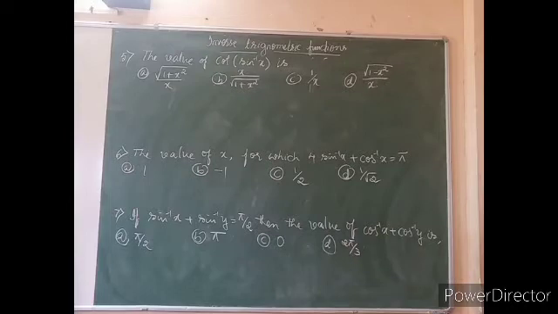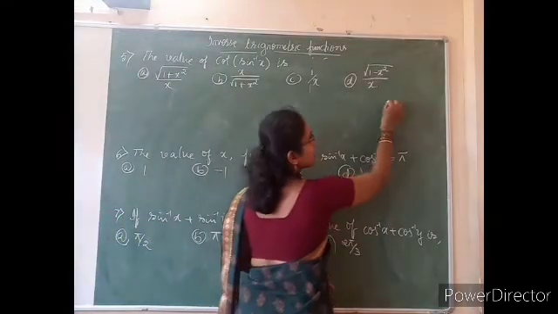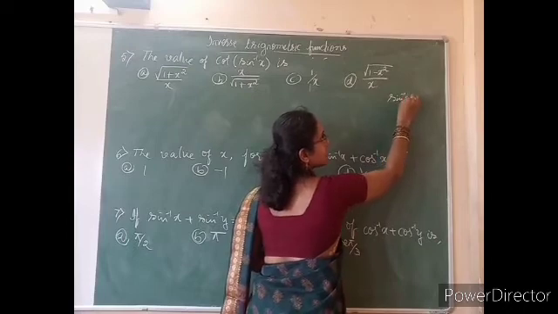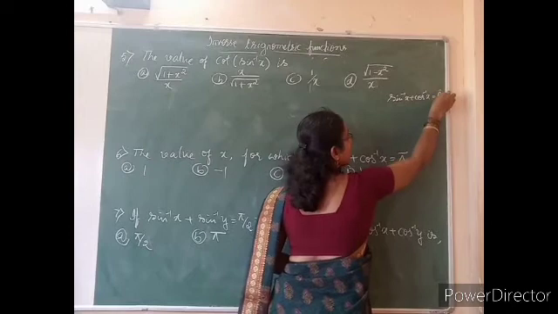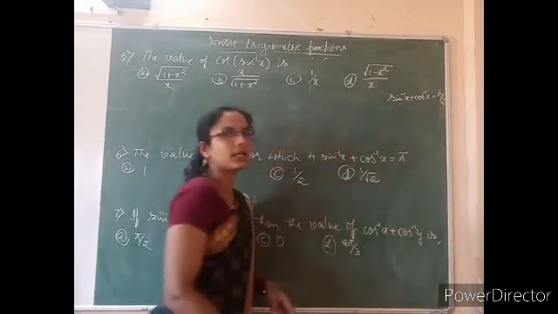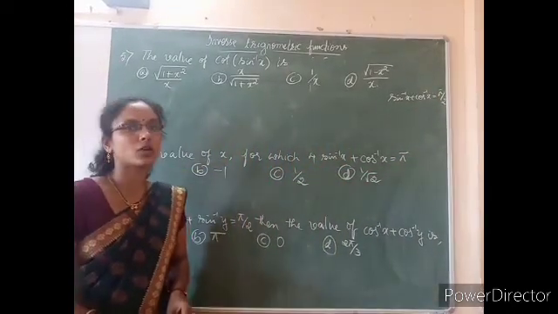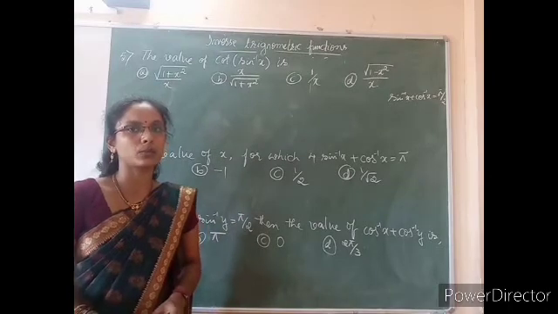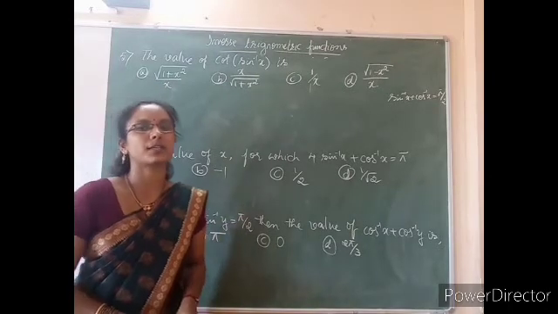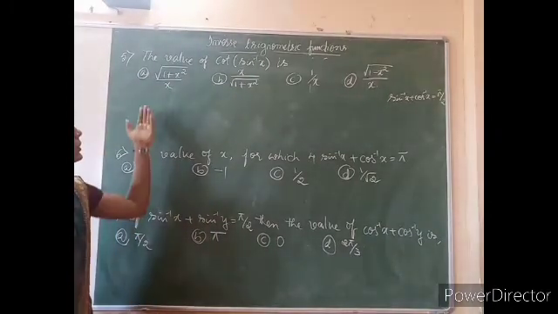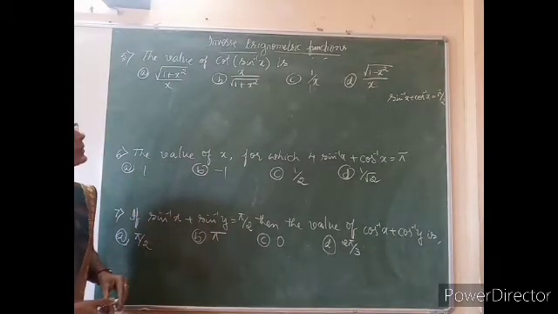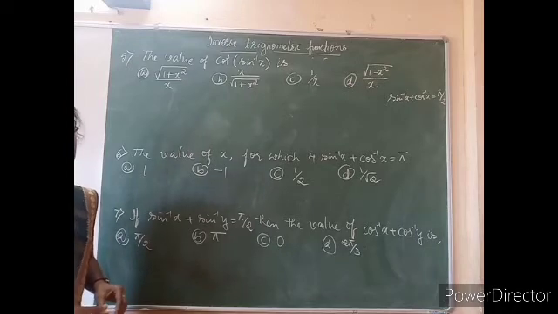In the next few problems, we use the concept sin inverse of x plus cos inverse of x is equal to pi by 2. Similarly, tan inverse of x plus cot inverse of x is equal to pi by 2, and cosecant inverse of x plus secant inverse of x is equal to pi by 2. So here in the first problem, we use the domain of definition of the function.